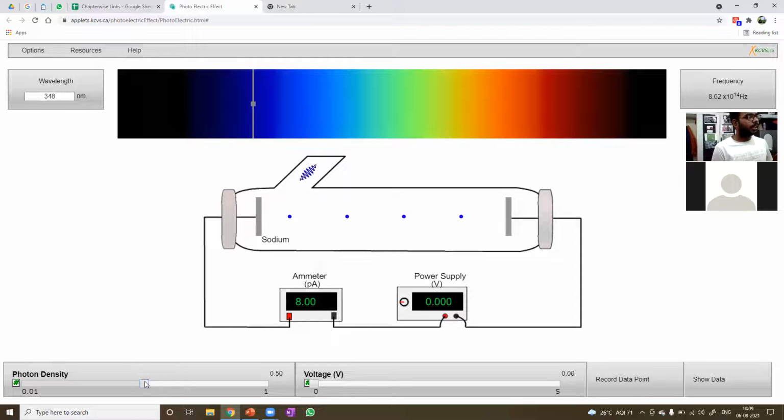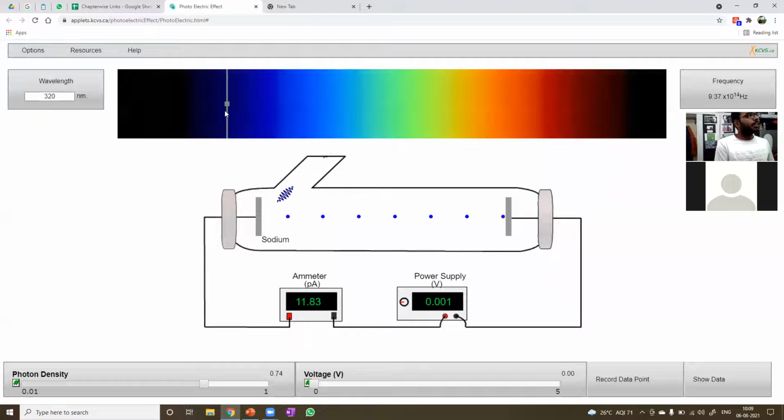You see here, intensity I'm increasing. Current is also increasing because more intensity ante enti, more photons are incident. More photons are incident ante more electrons are coming out. More electrons ante more charges. More charges flowing ante more current. Got it?